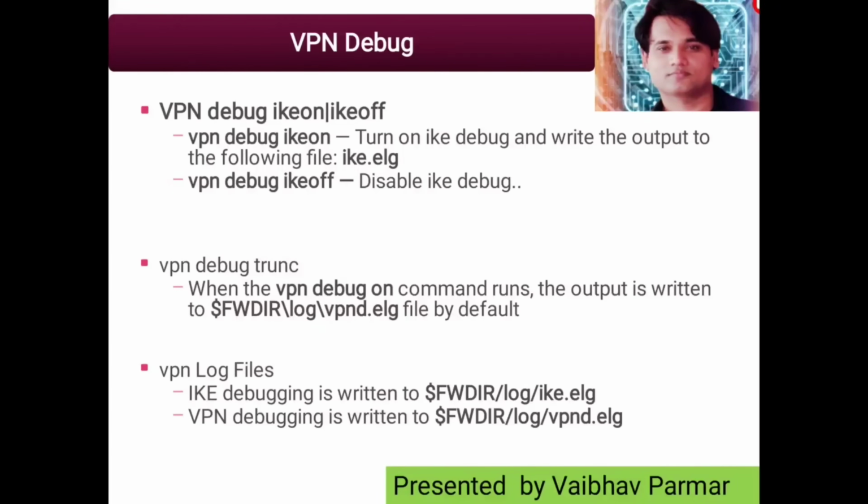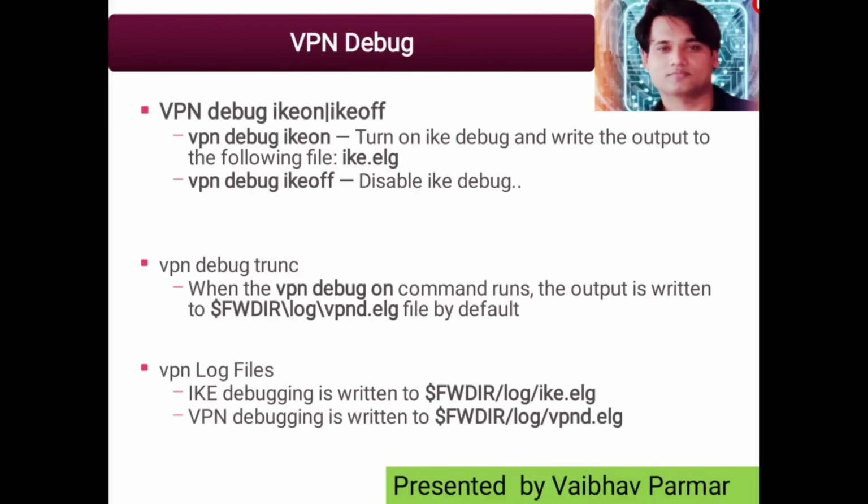Similarly, you can use the debug file called IKE: vpn debug IKE on or IKE off. vpn debug IKE on turns on IKE debug and writes the output to the file called IKE.elg. And you can use vpn debug IKE off to disable the debug. The IKE.elg file contains information about the negotiation process of IKE encryption. The VPND.elg contains verbose information regarding the negotiation process and other encryption failures.